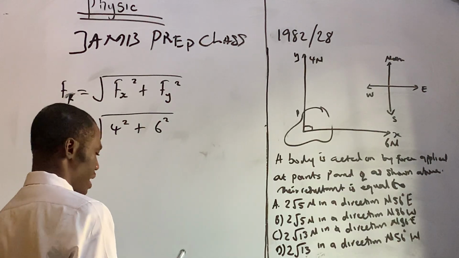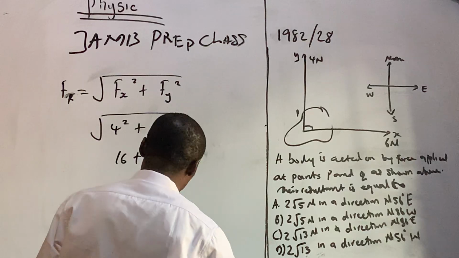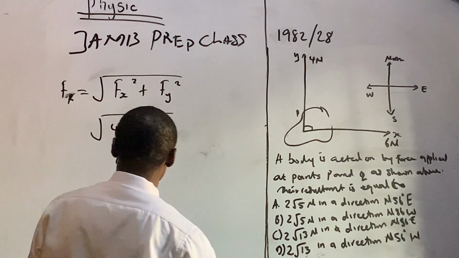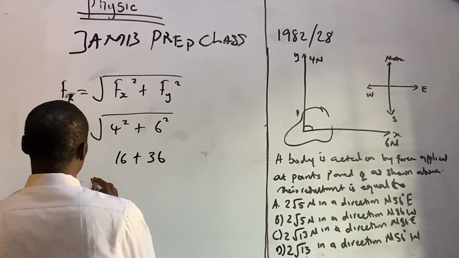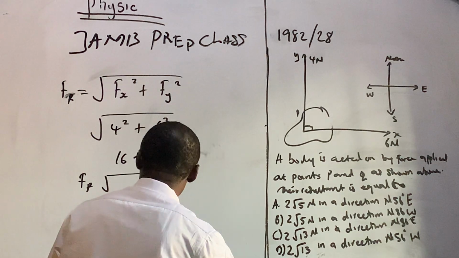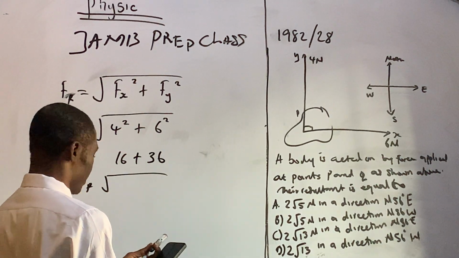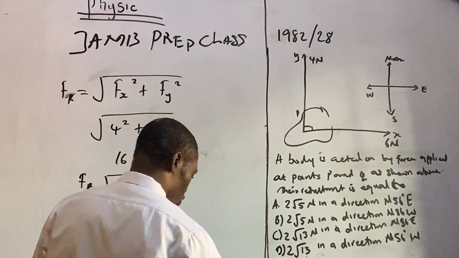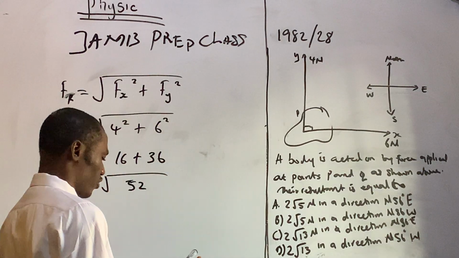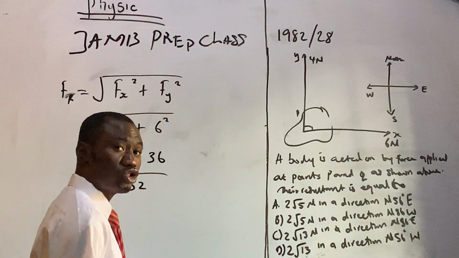4 raised to the power of 2, that's 16. 6 raised to the power of 2, that should be 36, but let's confirm that. 6 raised to the power of 2 is 36, and then we're adding the two together, so that Fr will be the square root of both of those. We have 16 plus 36, that's 52. Now we're going to find the square root of 52.